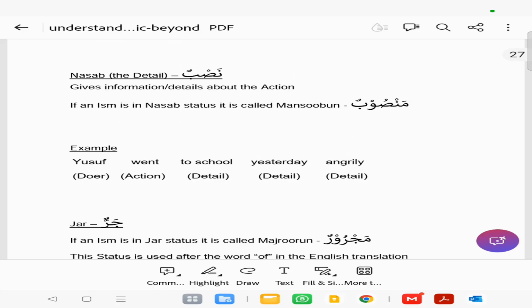But in terms of nasab, it would be the detail. So going to school is a detail. When did he go? Yesterday, so that's a detail. And how did he go? Angrily, that's a detail. So it's a type of detail. And there's different types of details which we'll discuss later. But for now, just remember that nasab refers to the detail about the action.